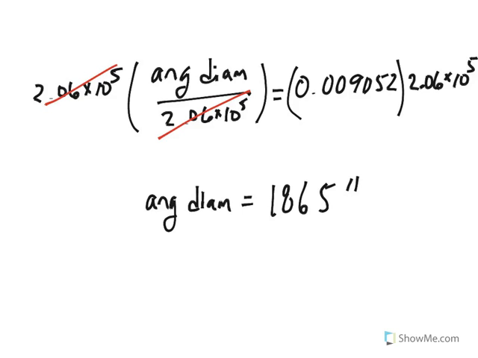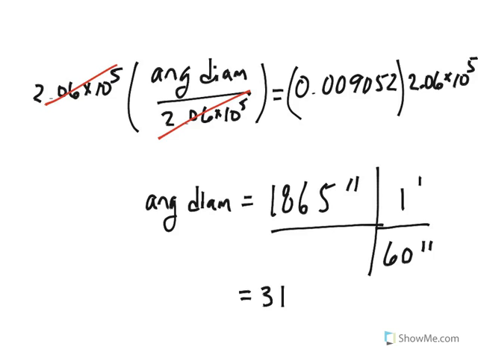Let's say we wanted to convert this answer into arc minutes. Well, we know that there are 60 arc seconds in 1 arc minute. So 1865 divided by 60, well, that's 31 arc minutes. Now we see that the units of arc seconds cancel. So 1865 times 1 divided by 60 is 31, and the only unit we're left with is the arc minute, and so we carry the arc minute down.